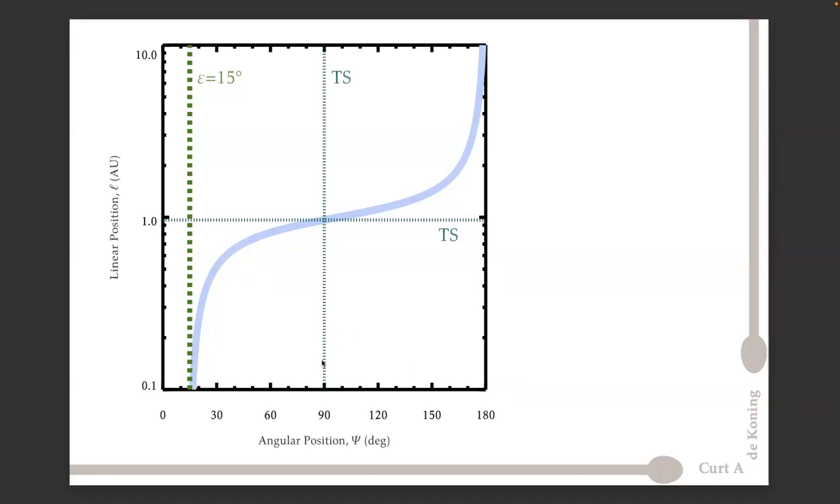Also, in terms of regular position, the Thomson sphere is this dotted line over here, and it varies depending on what your line of sight is. In terms of angular position, the Thomson sphere is this dotted line over here, and it is always at 90 degrees. So that's just a quick overview of how the two positions vary.